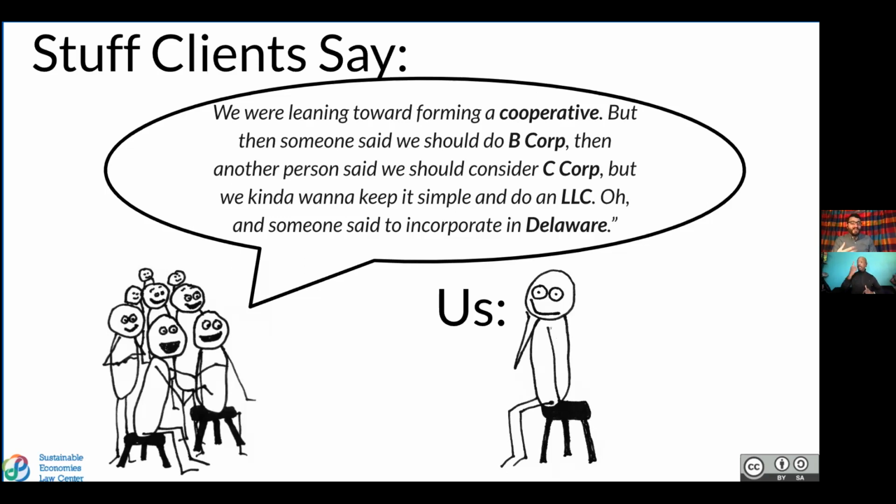You know, we were looking to, we want to form a cooperative, but then someone said we should be a B Corp. Then another person said we should be a C Corp. But we kind of want to keep it simple and do an LLC. Oh, and someone said to incorporate in Delaware, because apparently Delaware is where important people incorporate things. So when clients say things like this, it's hard to untangle all of these things.